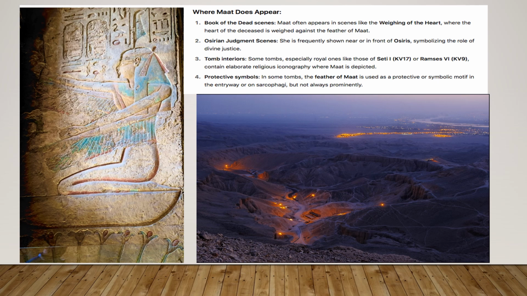The picture on the left is a representation of Ma'at on the interior of the walls of a tomb. She is at the entrance of the tomb, on the right and the left side. I believe this is a tomb of Ramesses VI, if I'm not mistaken. She is also a protective symbol on tombs.